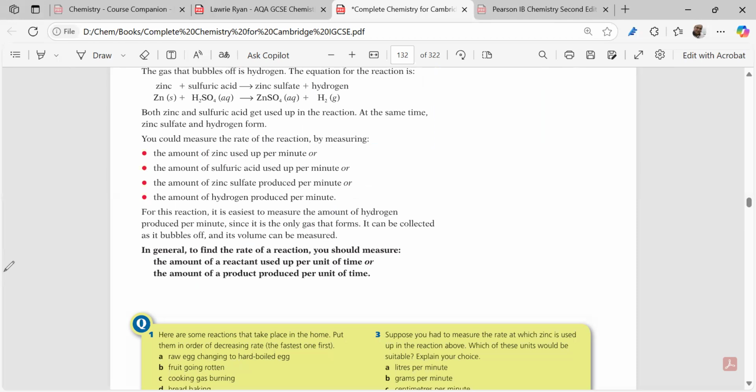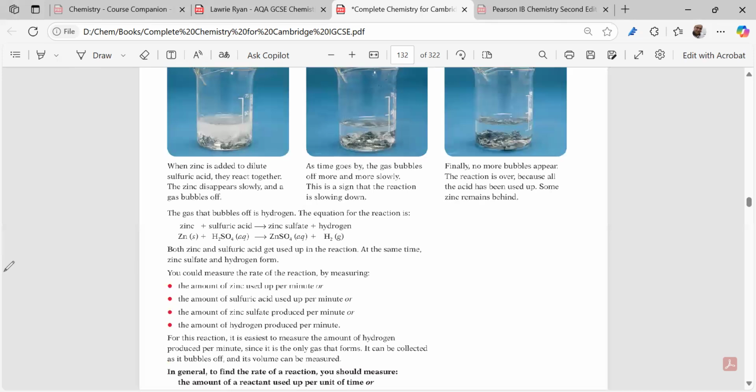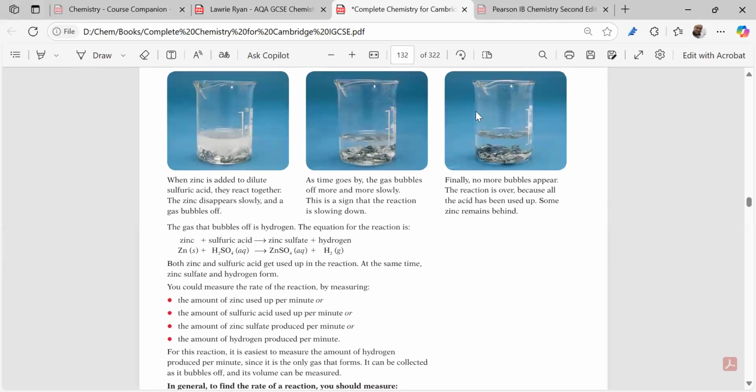Now, please go to the Zoom chat and tell me from all these. I'm just telling you how you can find out the rate of the reaction. We can pick up the zinc that is getting used up per minute. We can pick up this zinc and measure it every 2 minutes. Again, put it back. We can wash it, oven dry it, put it back again. After 2 minutes, we record again.